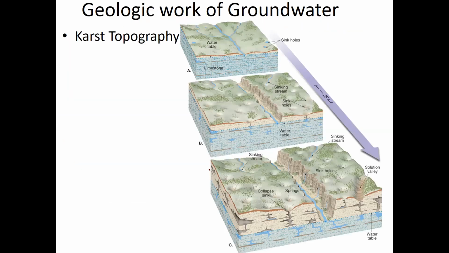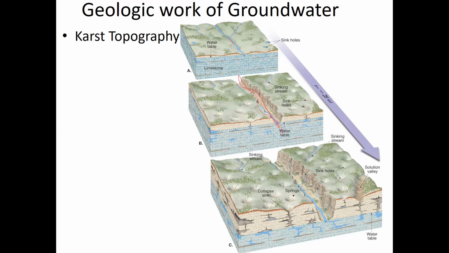So whenever a landscape has been significantly altered by groundwater, that forms what's called karst topography. So here we have limestone bedrock, and here's the water table. And because it's limestone, groundwater easily dissolves it and creates these caverns. And also the stream easily dissolves the limestone, and it creates this large bedrock stream channel.